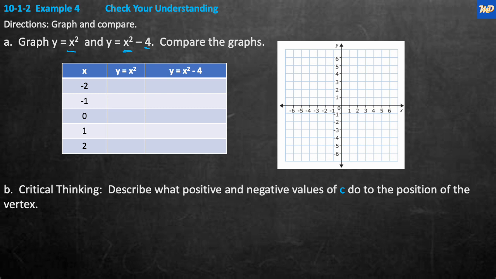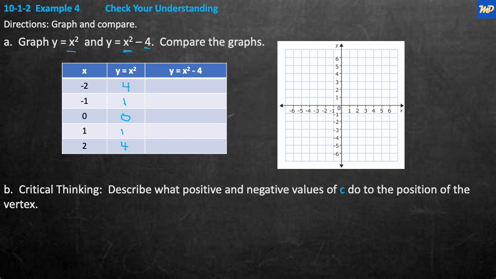So let's go ahead and run the numbers on the first equation, the x squared. So 0 squared is 0. -1 squared is 1. -2 squared is 4. 1 squared is 1. 2 squared is 4. Let's look at this one here now. Y is equal to x squared minus 4.